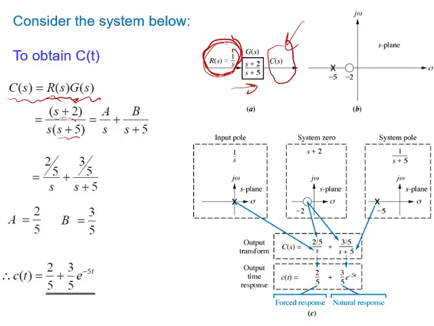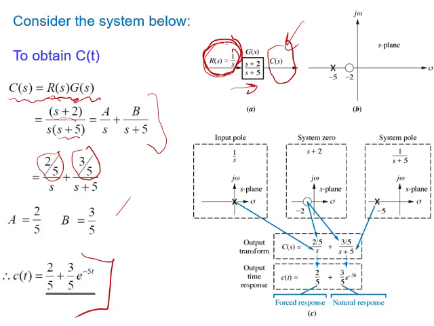To solve this, or to find the inverse Laplace, we will apply partial fraction expansion. To calculate A and B, we find that A equals 2 over 5 and B equals 3 over 5, by the method we discussed earlier. Substitute them back into the equation, and you are going to get this response. So this is the output in the time domain, and that's the way to calculate it by inverse Laplace.